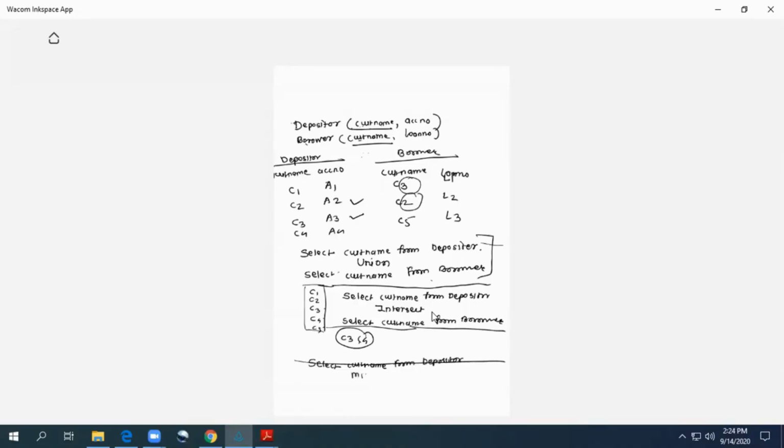minus. Now instead of intersect, only use the minus operator here. Minus, select customer name from borrower. You can see, student, the solution is very simple.